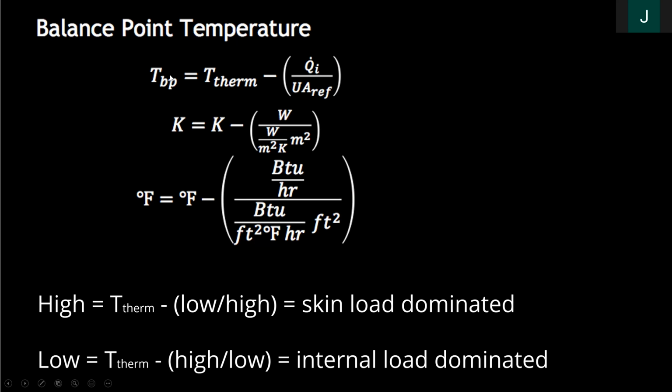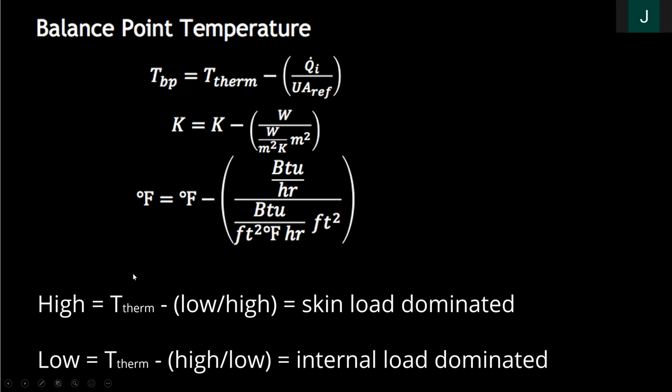So we solve for balance point temperature, and it's equal to the thermostat temperature minus internal heat gains over UA ref. Working through those units, it's always good to double check and make sure they all cancel out correctly. It's also a good idea, especially with this online version of the final exam, to write out all these calculation type problems on scratch paper and run through it again and double check your work before you input your answer for the final time, just to catch any potential mistakes along the way.